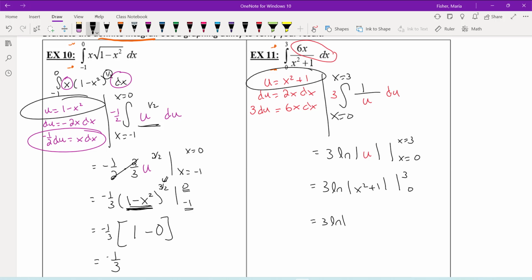Plugging in the limits of integration, 3 squared is 9, and 9 plus 1 is 10. And then 0 squared is 0 plus 1 is 1. Well, the natural log of 1 we know is 0, so this term just becomes 0. And our final answer is 3 natural log of 10, and we don't need the absolute value bars because 10 is already positive.